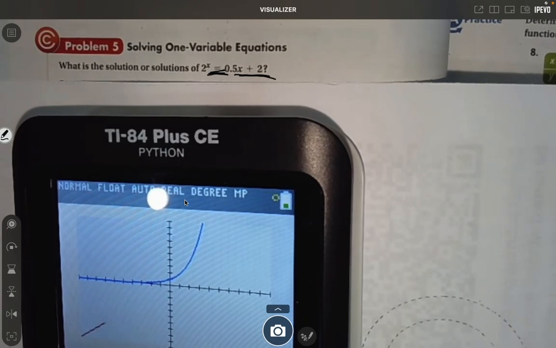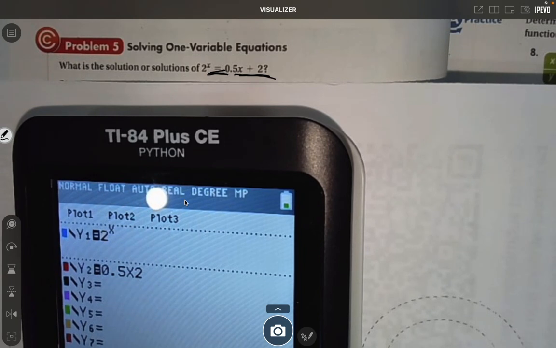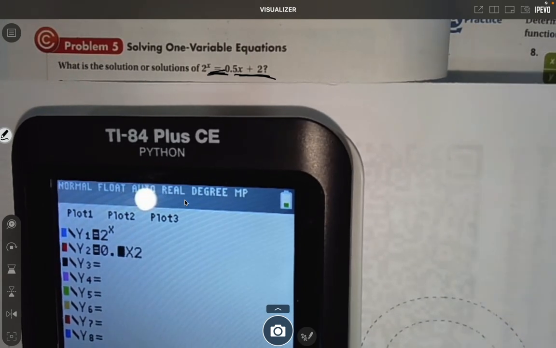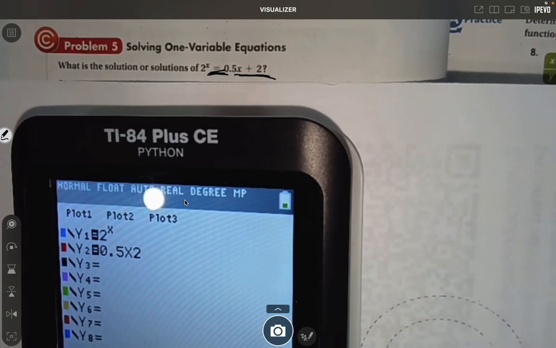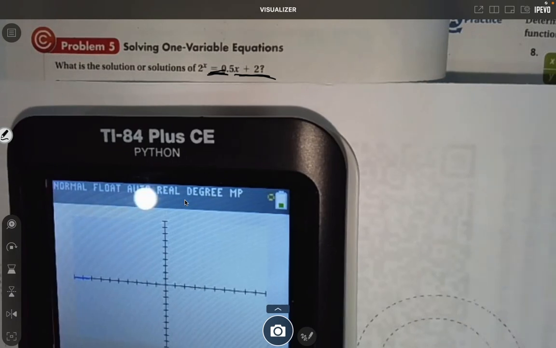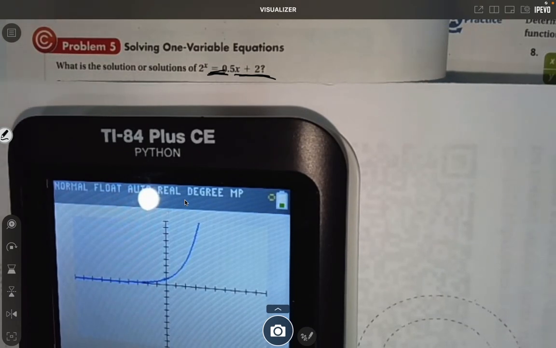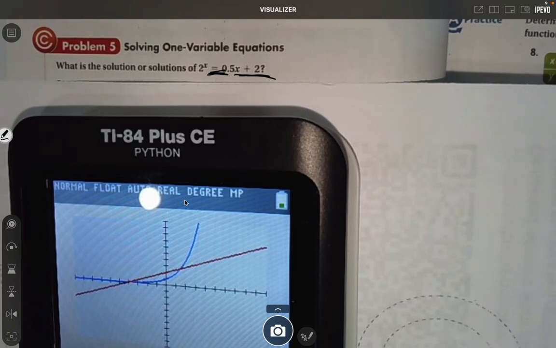Did I press it right? 0.5x plus 2. There it is. Okay, how many times do those graphs cross? They cross twice. So how many answers do I have? 2. So it's just this x value and about that x value.